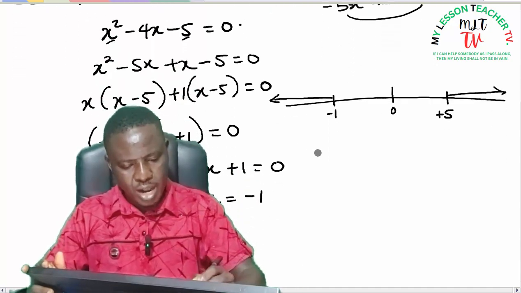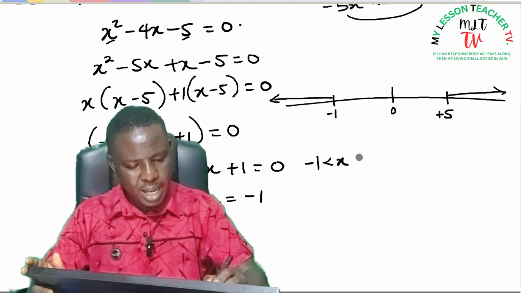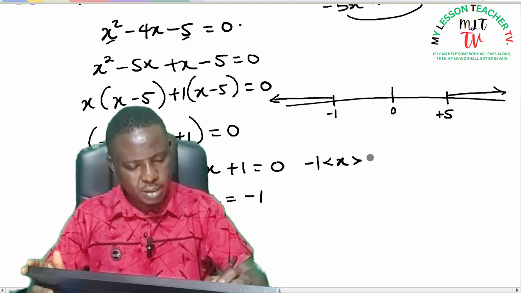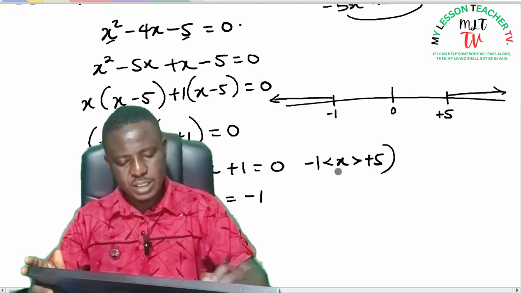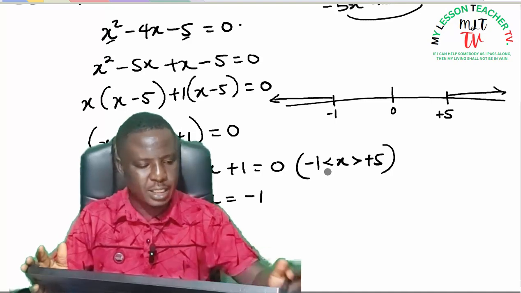So we have it that the solution now becomes x is less than negative 1, and x is greater than positive 5. So this gives us the solution to this inequality.